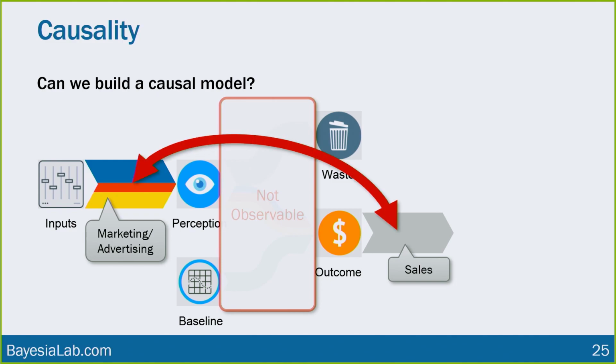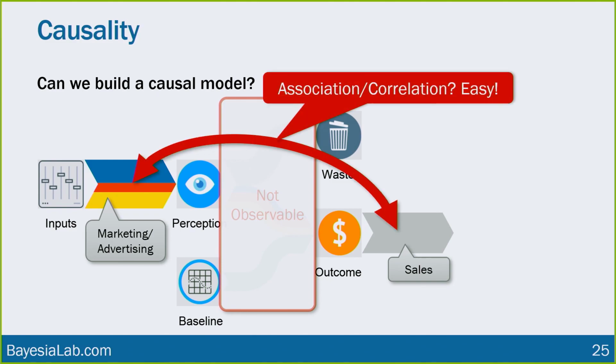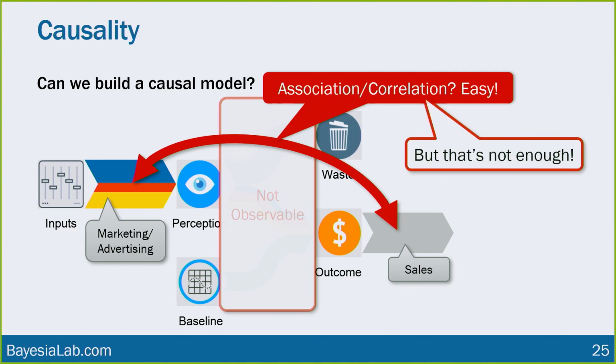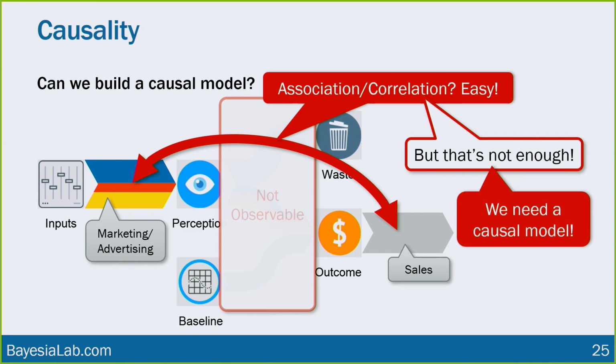Now, what we can certainly do very easily is establish an association or correlation between advertising and sales. We can certainly measure what we do in advertising. After all, we probably know what we spend on different channels: TV, online, print advertising, etc. And then presumably we also know how much we sell. We record that. And so we can, over time, establish associations. Very, very straightforward. But of course, that is not enough. Associations are not what we need. We need a causal model. So what are we going to do?